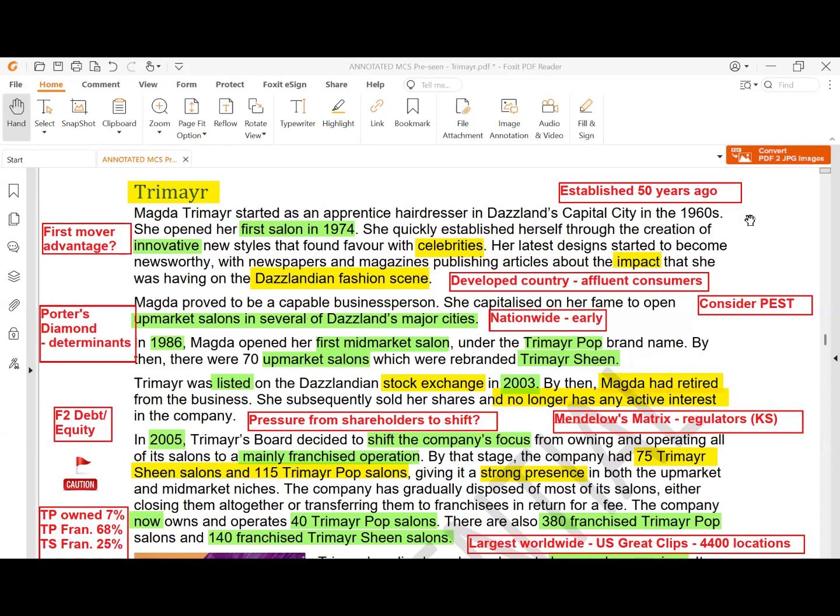But what I do take from this first section is 1 or 2 points. In other words, going back to the year dot, the essence of this business was about several things, not least being innovative. In other words, bringing something new that this particular market in Dasland hadn't seen. Seems to me she had first mover advantage. She brought to the market something that wasn't already there.